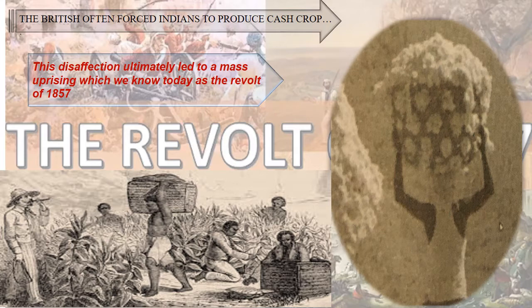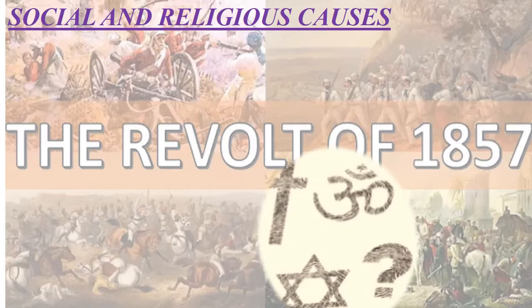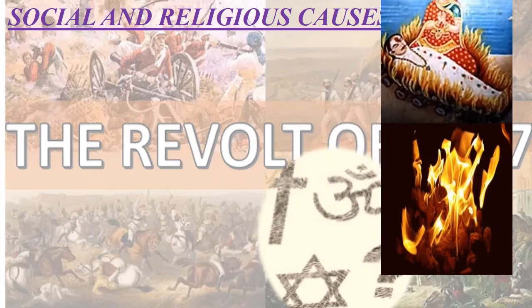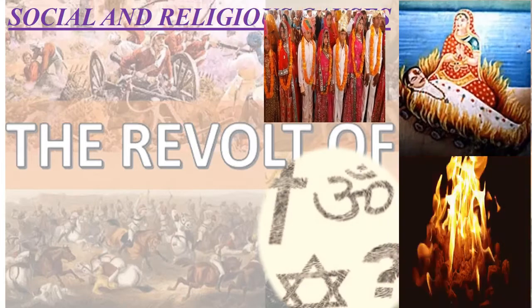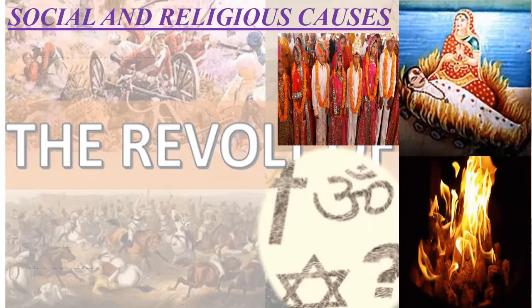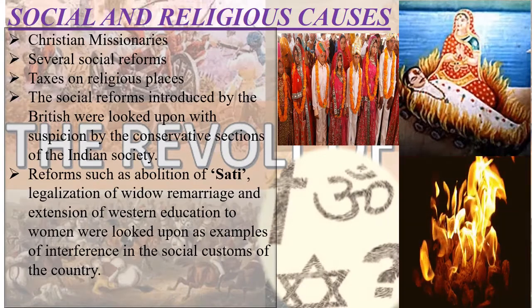Social and religious causes. We are going to learn now that the British introduced measures for the legalization of widow remarriage, the abolition of sati, and the improvement of women's education. They also brought in laws that banned child marriage.